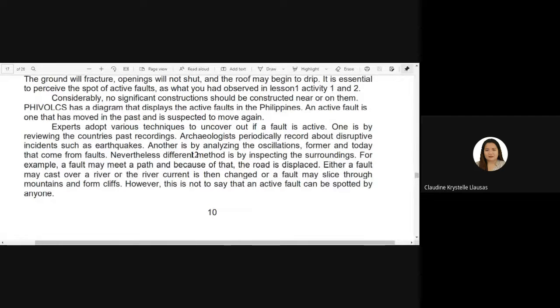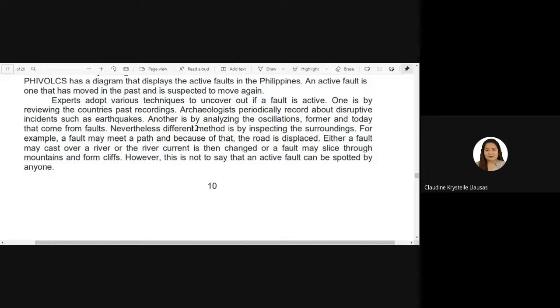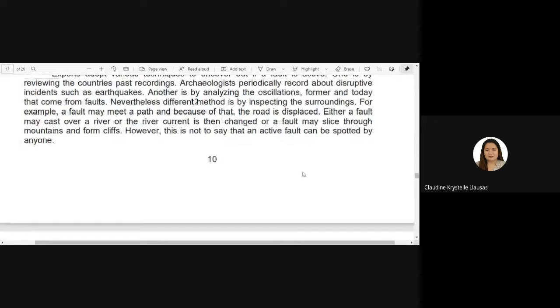PHIVOLCS here has a diagram that displays the active faults in the Philippines. An active fault is the one that has moved in the past and is suspected to move again. So we have here experts adopt various techniques to find out if a fault is active. One is by reviewing the country's past recordings. Archaeologists periodically record disruptive incidents such as earthquakes. Another is by analyzing the oscillations, former and today, that come from faults.